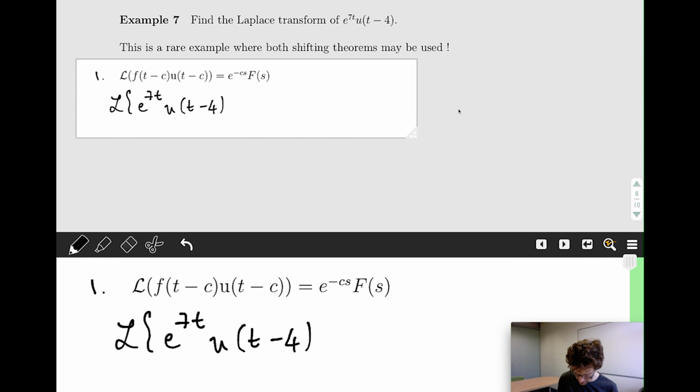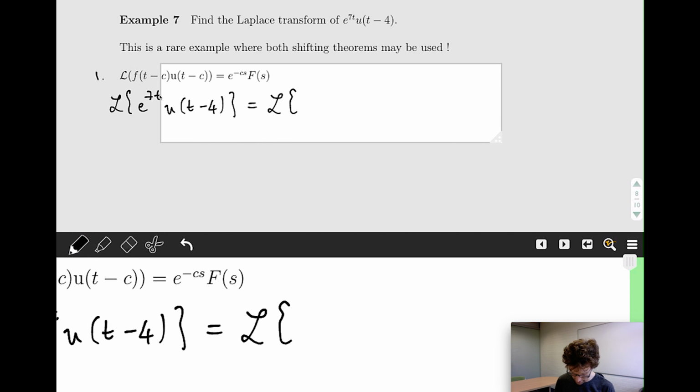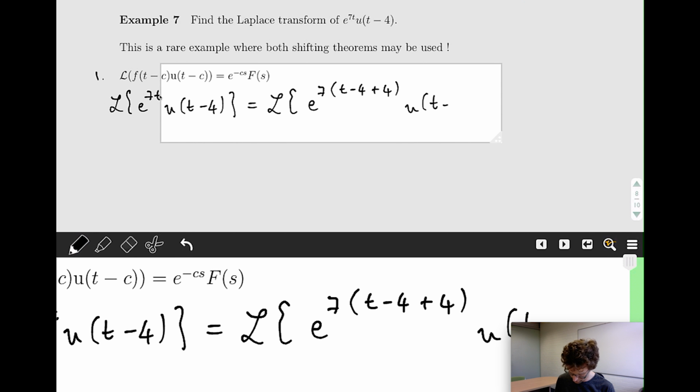And we notice here that this is actually a function that has a cut in it at t is equal to 4, but it doesn't have a corresponding shift in it. So we're going to have to use our trick of rewriting my function so that it actually does have that shift. So I'm going to write this as 7 times t minus 4 plus 4. Add and subtract that 4. And I've got u of t minus 4.